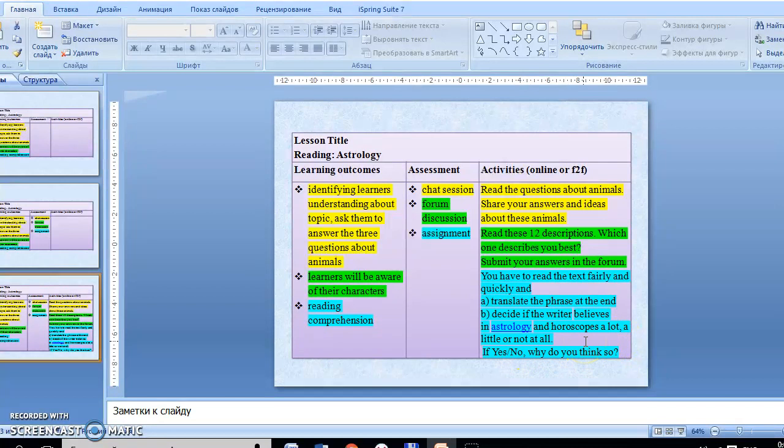So after reading the text, learners will be aware of whether they also believe in astrology. If yes, they must clarify why they think so. If no, why do they think so.